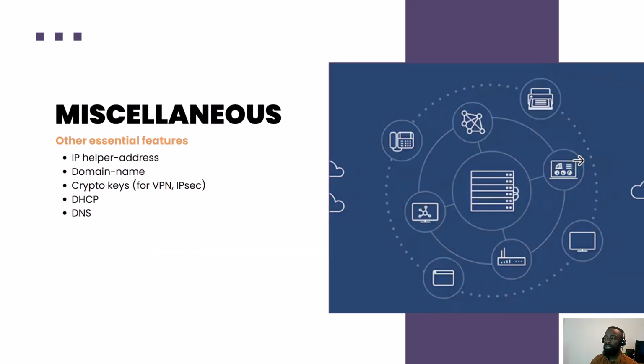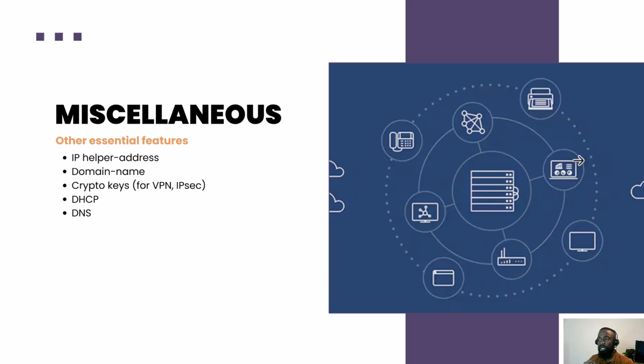Another one is miscellaneous, right? Miscellaneous, I termed it this because they are other essential features that you typically have within your network. Without some of them, your network might not function optimally, right? So IP helper address: you need to understand what IP helper address is and how it works to be able to configure it. IP helper address helps you to relay DHCP requests from one part of your network to another, right?